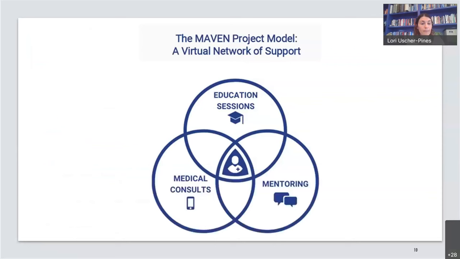So here are a few more details on the Maven project's model. Volunteer specialists support safety net settings through virtual mentoring, e-consults, and education sessions. And by doing this, they support local providers in managing individual cases, as well as increasing the capacity of PCPs to handle more complex cases in primary care without a referral. So just increasing the capacity of the providers themselves to handle complex patients. Next slide.